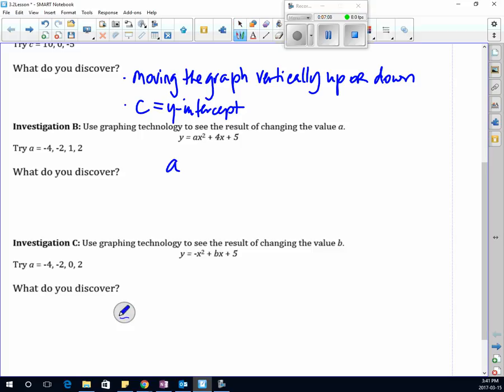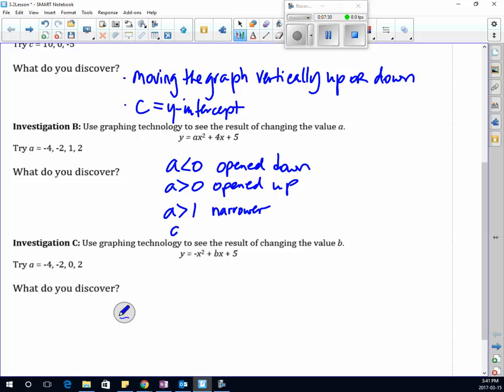So when A was less than 0, it opened down. When A was greater than 0, it opened up. When A was greater than 1, it got narrower. And when A was, well, we didn't do any fractions, but we know from the past, when A is between 0 and 1, it got wider than the x squared graph.